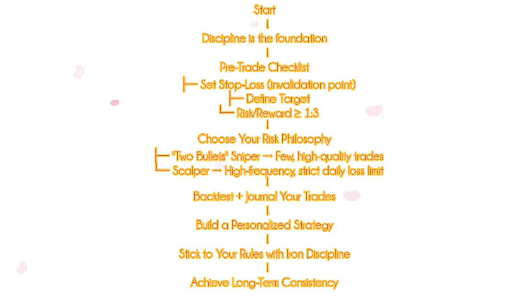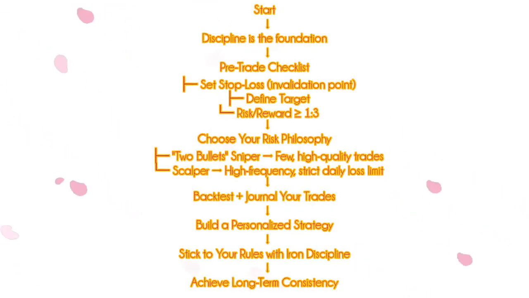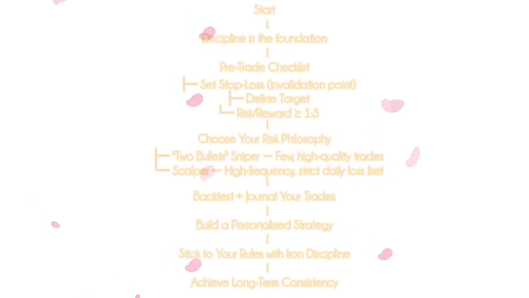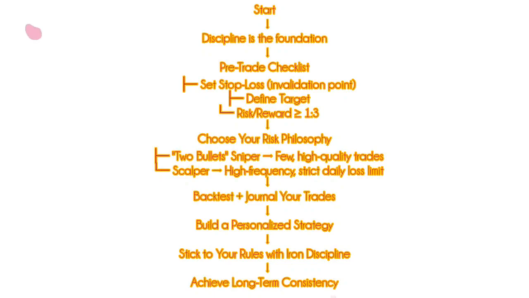Ultimately, all the technical analysis in the world is useless without an unbreakable code of discipline. We established that the final step before any trade is the non-negotiable pre-trade checklist, defining our invalidation point, stop loss, setting a logical target, and ensuring the potential reward is at least 3 times our risk. We contrasted the 2 core risk philosophies, the patient 2-bullet sniper who waits for the perfect shot versus the high-frequency scalper who operates with a strict daily loss limit.